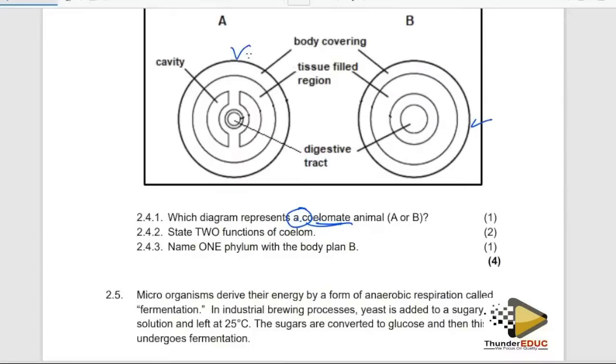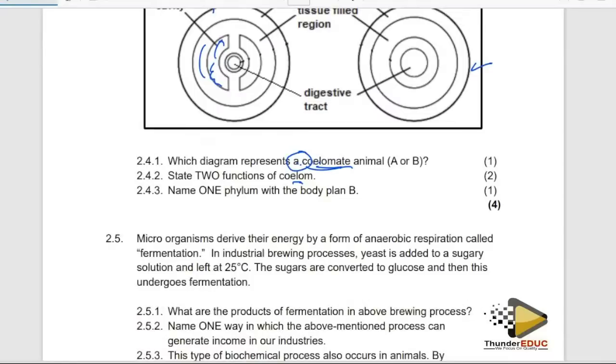State two functions of the coelom. Why should it have this cavity, the coelom? Basically, it prevents the organs, the complex organs, from mixing up. Or it allows the complex organs to develop because of the space which is involved. So complex organs can develop. And also it separates the different layers, like the ectoderm and the endoderm, which can be separated by the mesoderm. So there are so many advantages, but they just want two.